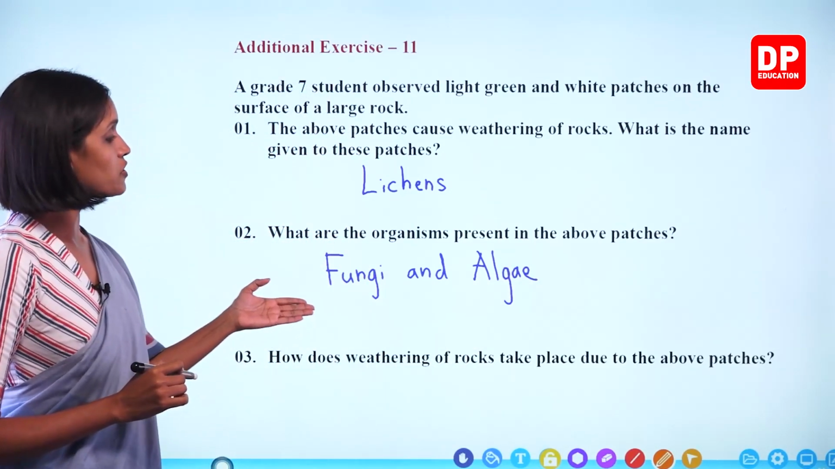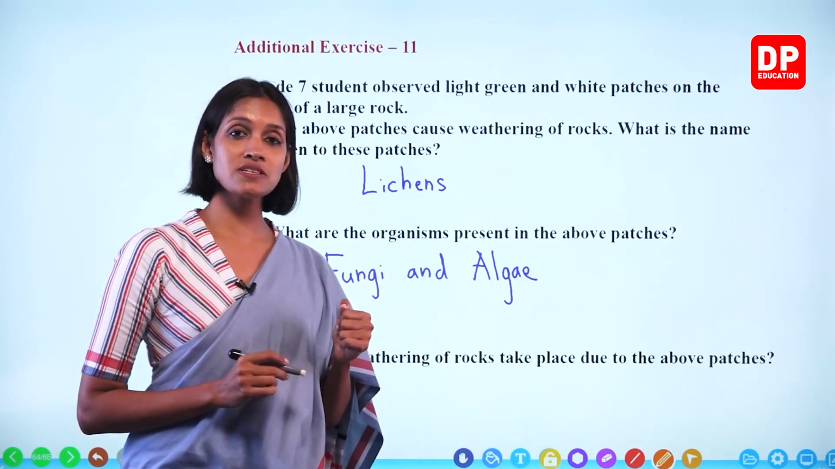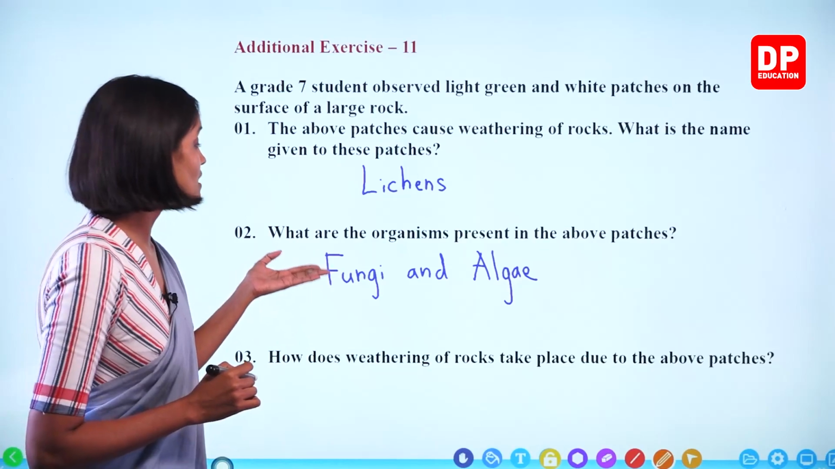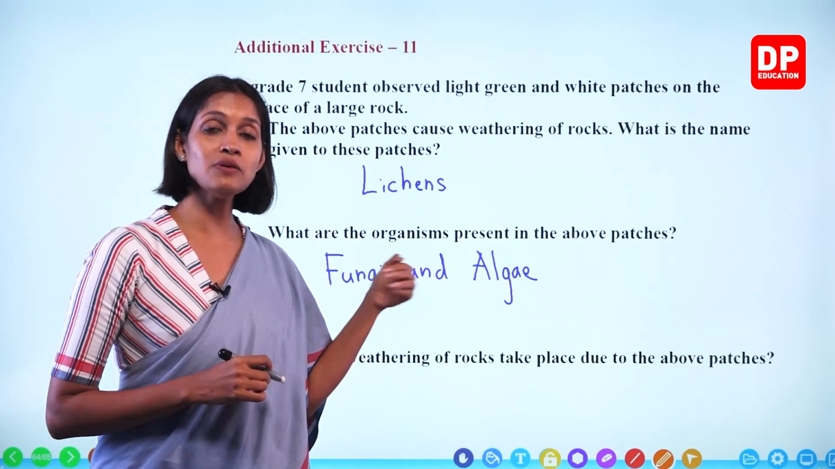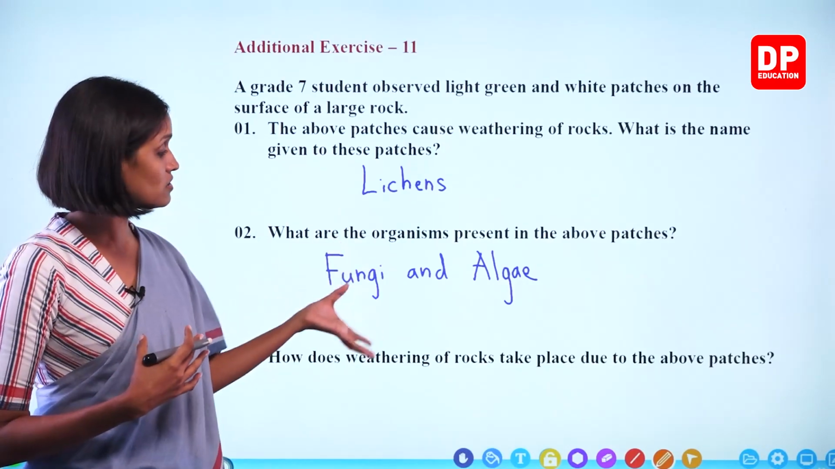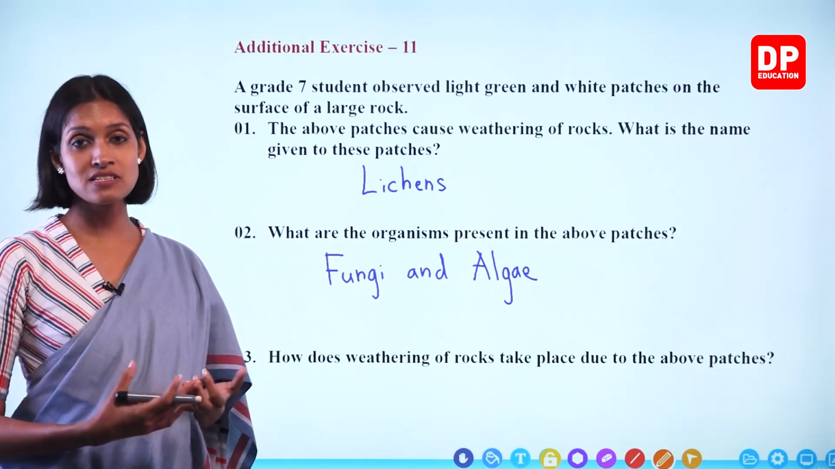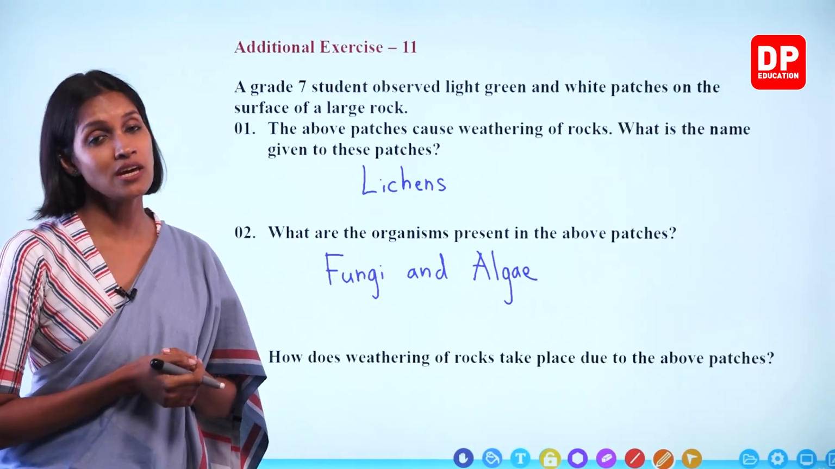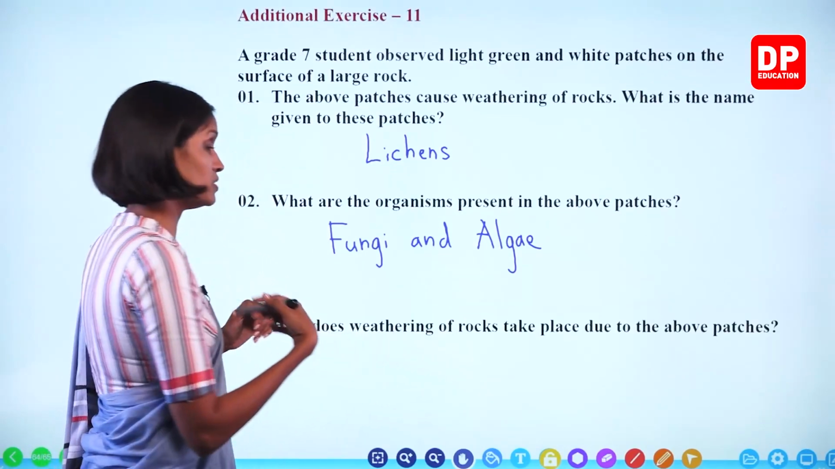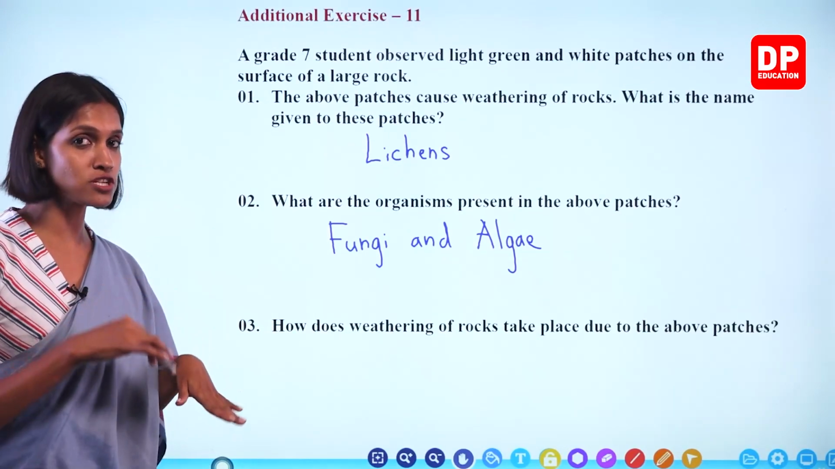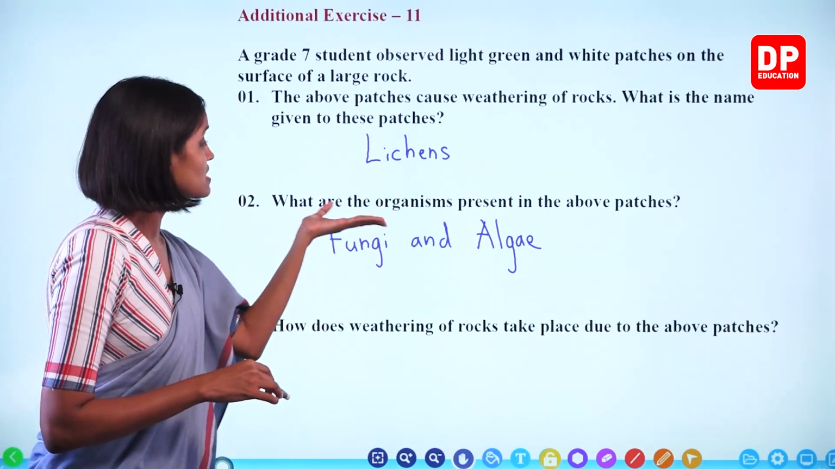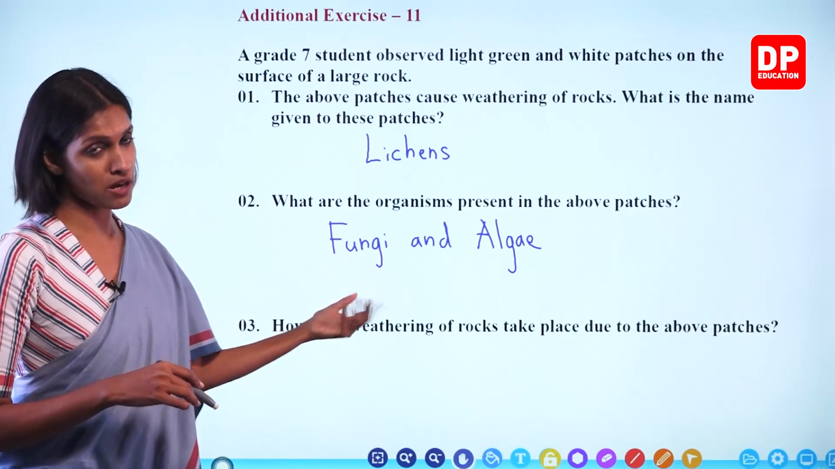How does weathering of rocks take place due to the above patches? Due to the acidic chemicals released by these fungi and algae, the rock surface reacts with these acidic substances and breaks down. Okay, we will write that. When you think about it, a kind of chemical weathering also takes place, but these chemicals are released by living beings, so we consider it as biological weathering.